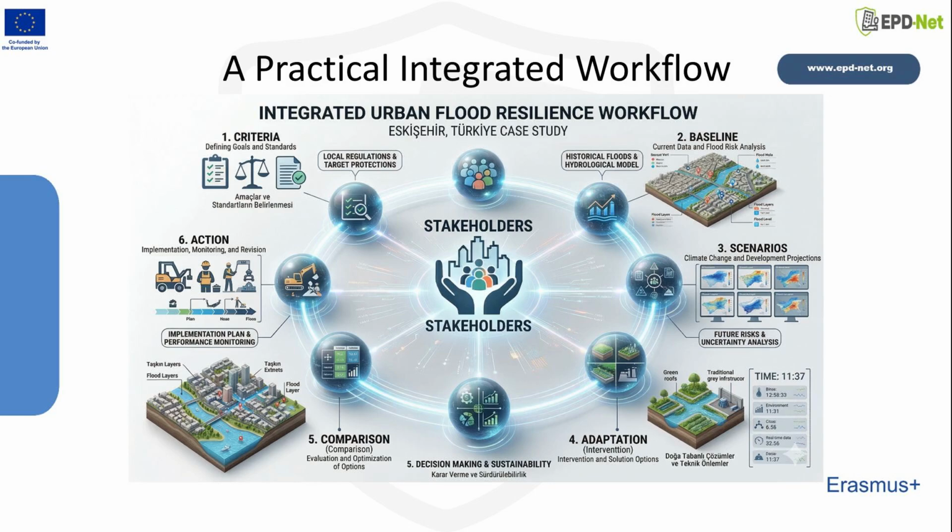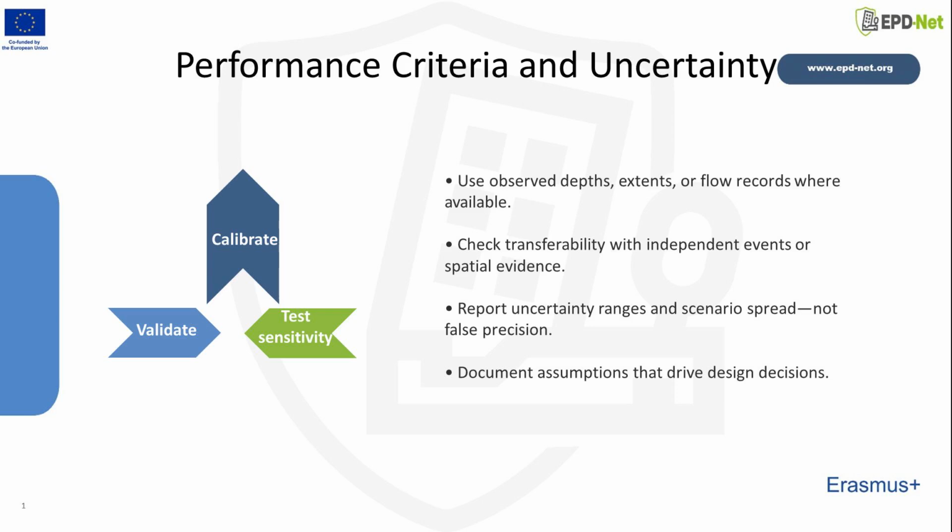First, define the decision question and the performance criteria. What constitutes acceptable service, safety, and damage? Second, build a baseline model by assembling data and representing current conditions. Third, test climate and development scenarios: changes in rainfall extremes and changes in land use or density. Fourth, simulate adaptation options, because resilience is about comparing interventions, not only diagnosing problems. Fifth, compare outcomes across risk, cost, and co-benefits. And sixth, translate outputs into design and policy actions: standards, investment priorities, and operations planning.